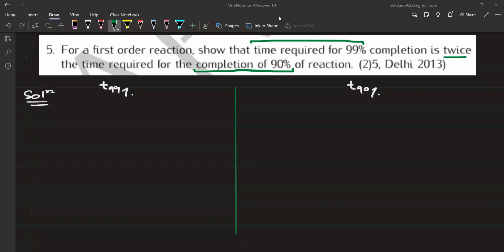हाँ फिया, प्रूफ वाला सवाल हो गया. हम एक काम करते हैं ना. Let us see how much time is taken by T99 percentage and how much time is taken by T90%. अब देखते हैं उसमें रिलेशन है या नहीं. समझ में आ रही है फिया?